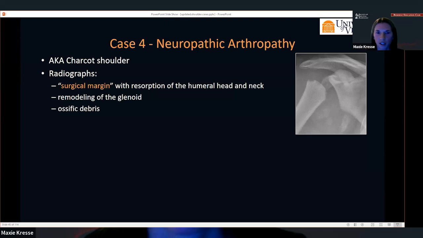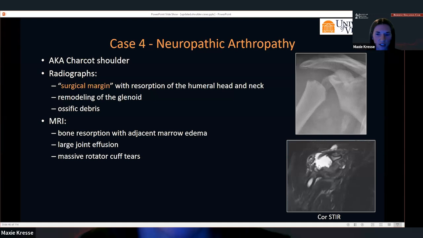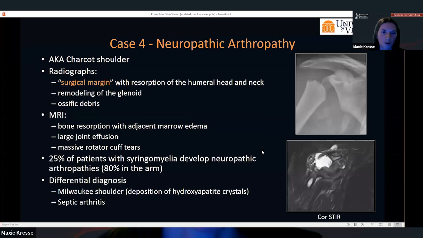The buzzword that you'll hear associated with this is surgical margin. That's when this looks very sharp and like it was just cut. This patient also had some remodeling of the glenoid and this ossific debris. On the MRI, you'll often see these large effusions, massive rotator cuff tears, and again, that bone resorption. About 25% of patients with a syrinx will develop neuropathic arthropathy, and most of those are in the arm.